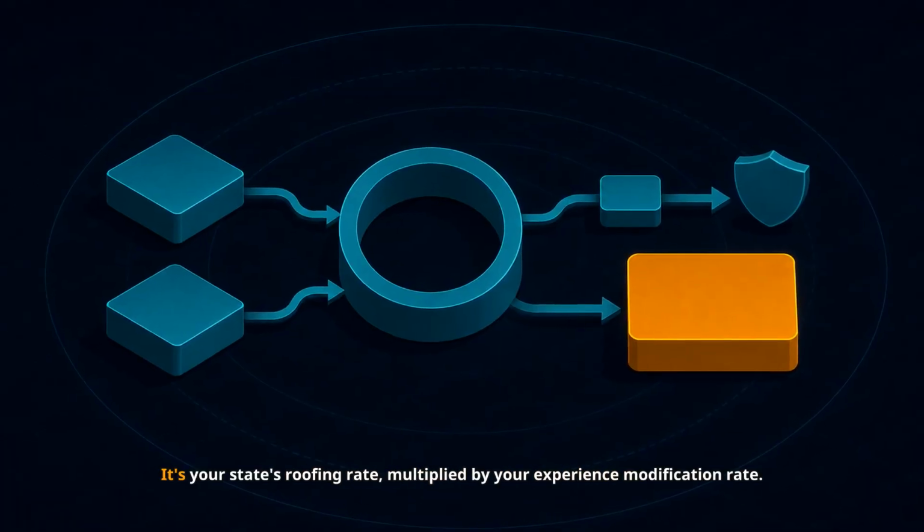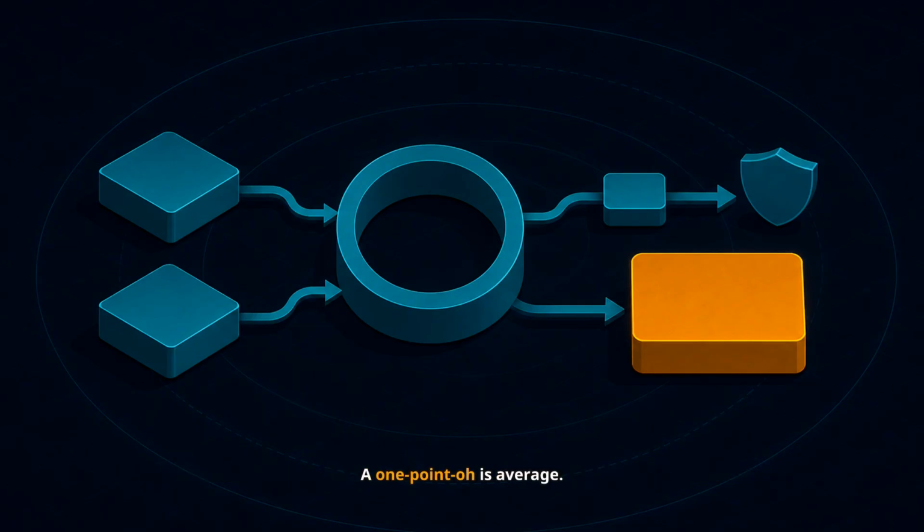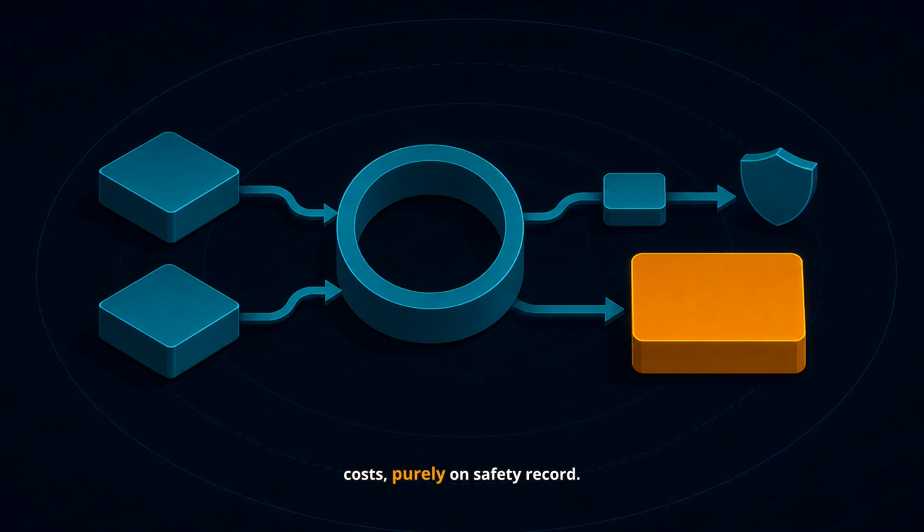Your comp rate isn't a fixed national number. It's your state's roofing rate, multiplied by your experience modification rate. The EMR is a score that compares your claims history to your peers. The National Council on Compensation Insurance calculates it off about 3 years of loss data. A 1.0 is average. Below it earns a discount. Above it is a surcharge that multiplies your premium up. So two roofers paying the same wage in the same state can carry very different labor costs, purely on safety record. A clean record is a line item on your price.